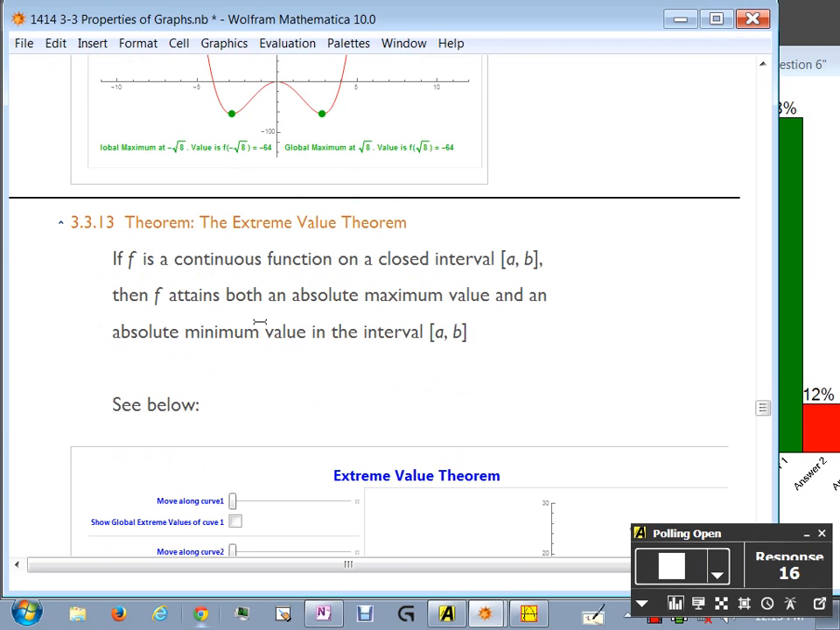Okay, this is an important theorem in calculus, the extreme value theorem. If f is a continuous function, and I'm going to highlight this word continuous, if f is a continuous function on a closed interval [a, b], then f attains both an absolute maximum and absolute minimum value somewhere on the interval. It's guaranteed. But we need to discuss what continuous means.